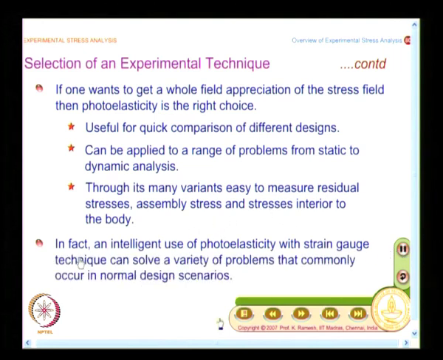And what you have is, an intelligent use of photoelasticity with strain gauge can solve a variety of problems that commonly occur in normal design scenarios. Not only normal design scenarios, also in special situations. In fact, you have the Concorde aircraft, though it is grounded now after the accident in France. This was one of the aircraft which had the least amount of failures in the field. There were no accidents till it was grounded, and it had a tail rudder which was failing repeatedly.